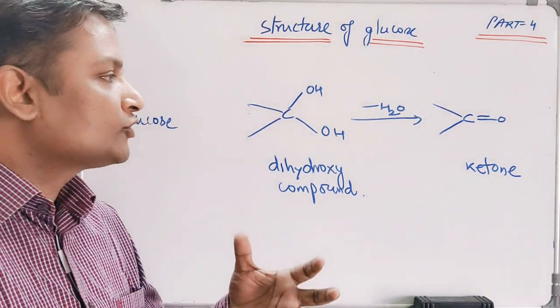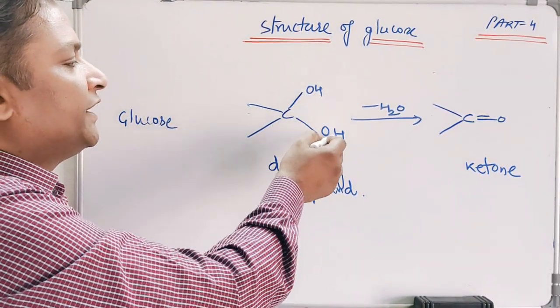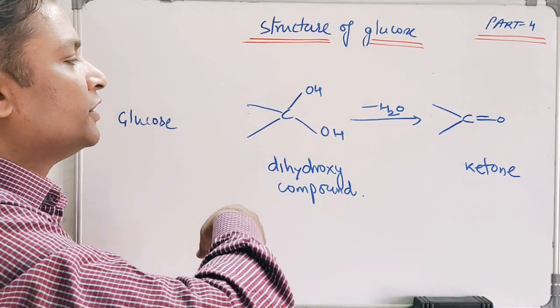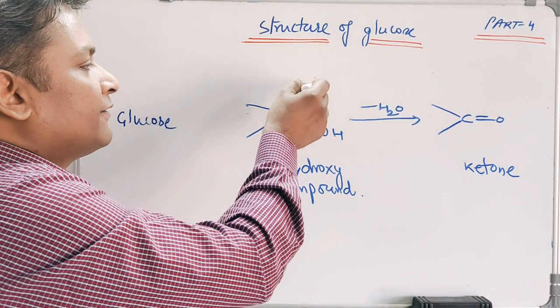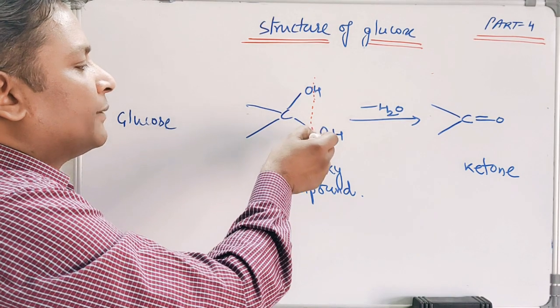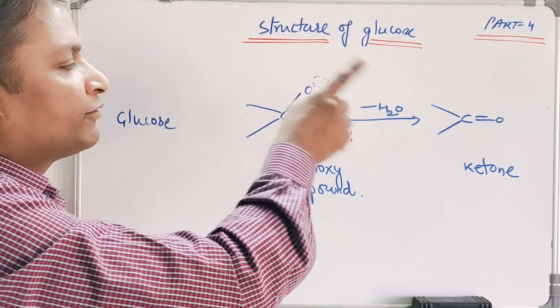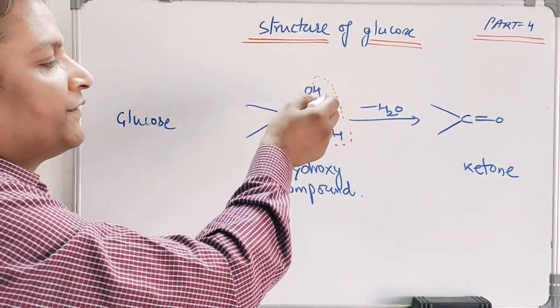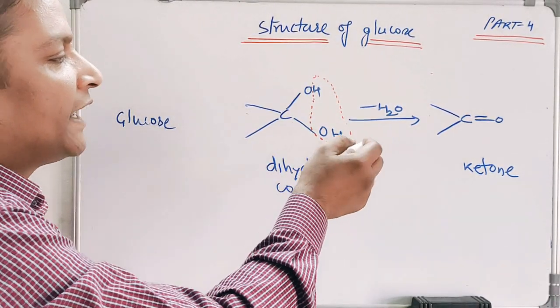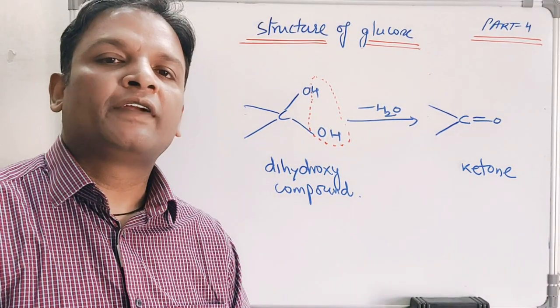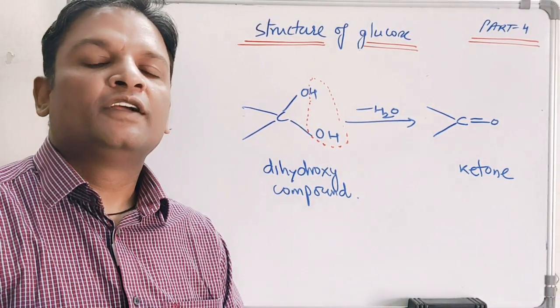This is another reaction which substantiates the structure of glucose. As all of us know, dihydroxy compounds have a tendency to undergo dehydration reaction easily. If two hydroxy groups are present on the same carbon atom, they have a tendency to show the dehydration reaction and lead to the formation of a ketonic compound. But this type of reaction is not observed in glucose, and glucose is found to be generally stable.